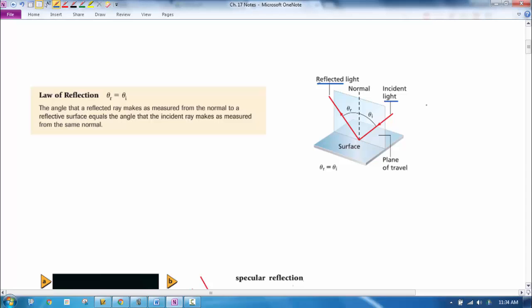A couple vocab terms you might see. Normal means perpendicular. You might remember that from math class, but normal means perpendicular here. So we can say the angle from 90 degrees from the incident light is equal to the angle to the 90 degrees for the reflected light.